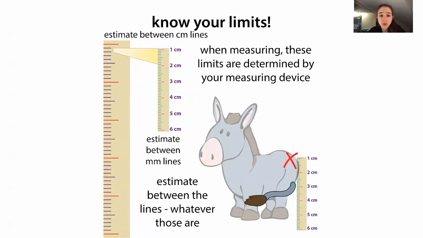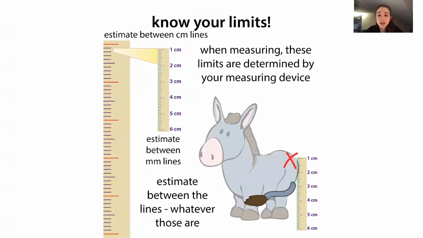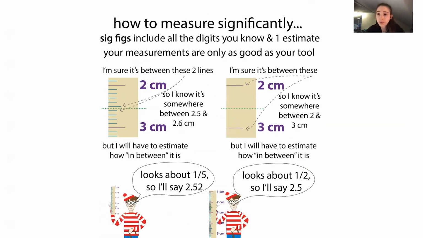Well, what if you have a meter stick? Well, now your situation is even worse. Now you can only tell between 2 and 3. So basically, your significant figures are going to be limited by your measuring device, because you estimate between the millimeter lines in this case, but between the centimeter lines in the meter stick case. So when you're measuring, the last digit is going to basically be the estimated digit, and the digits before that are going to be the more sure about digits.